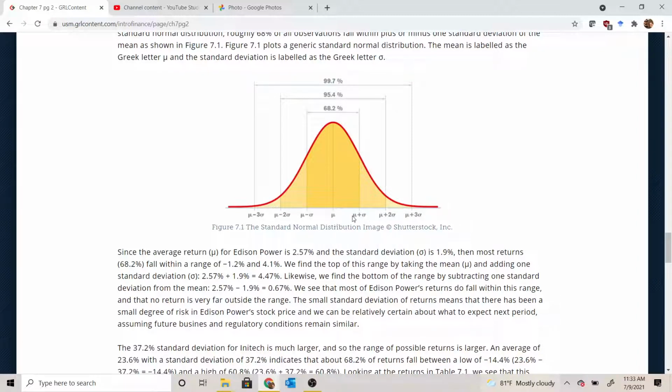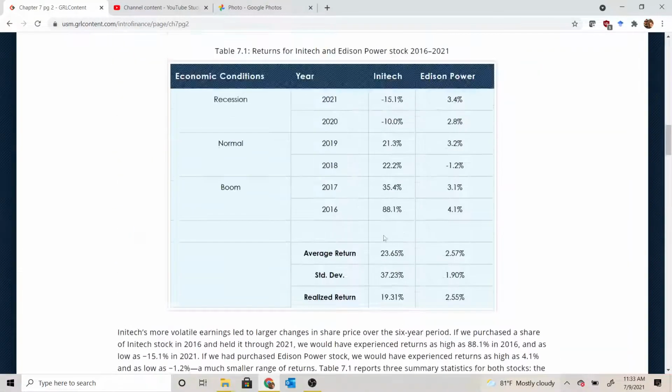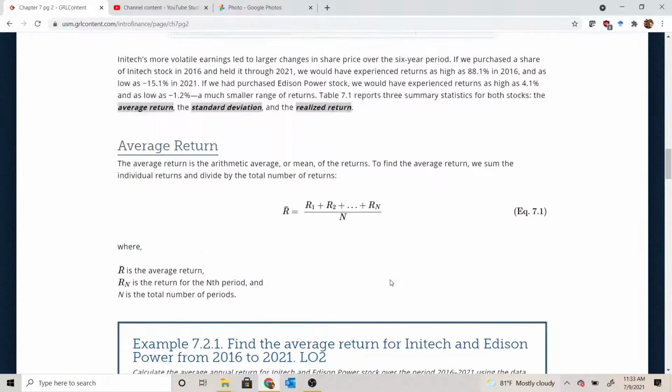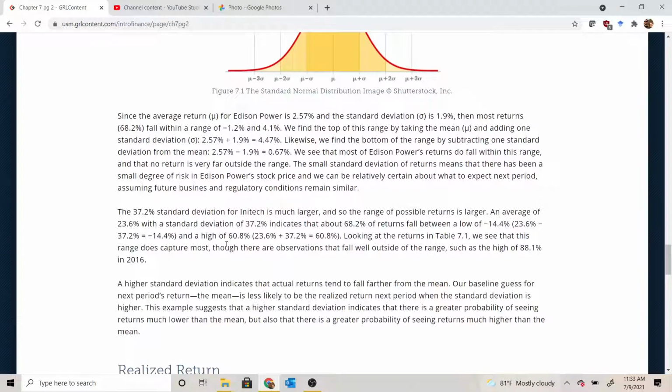If we start at the mean and go up one standard deviation, so we say 23.65% plus the 37.23%, which is the standard deviation, we go up plus that, so we're a little over 50% return. And then we also go minus one standard deviation. We take that 23.65% minus the 37% standard deviation. So we're in negative return territory here. So the upper end of that would be 60.8%. The low end of it would be minus 14.4%.